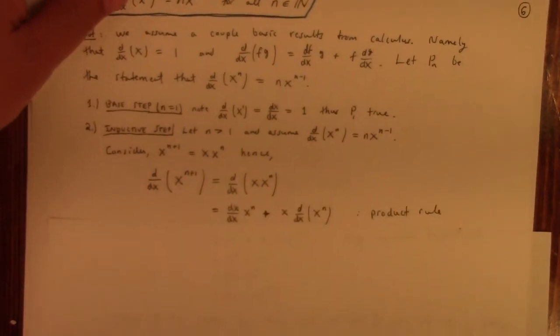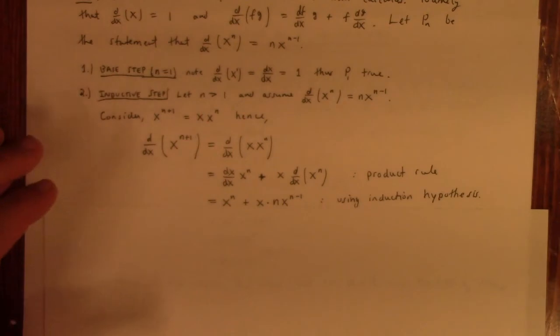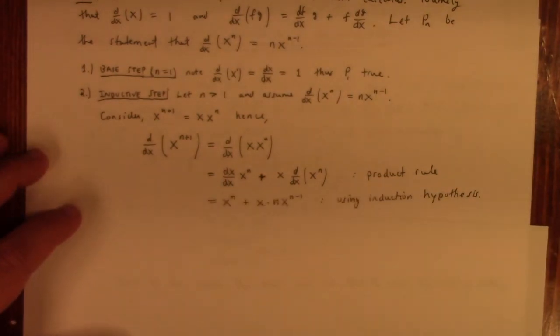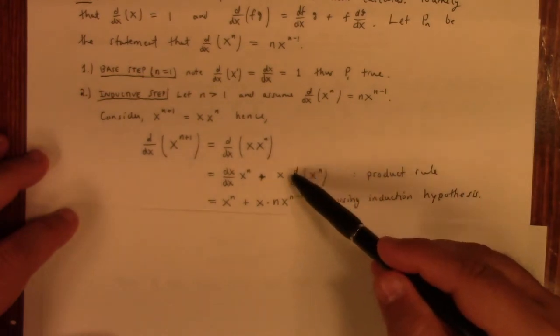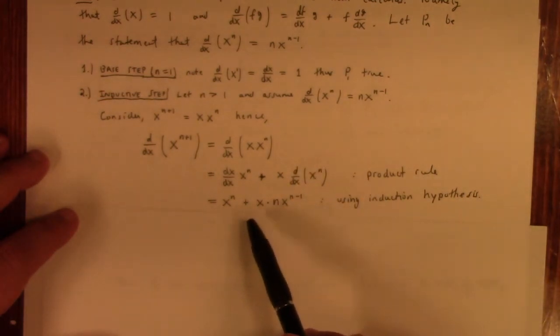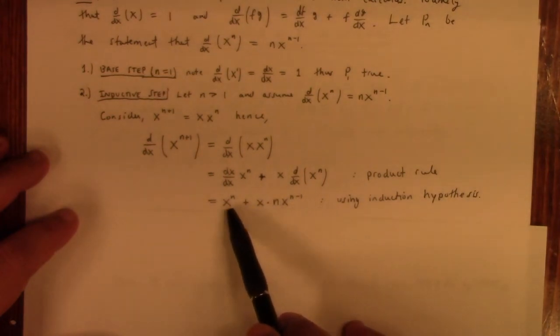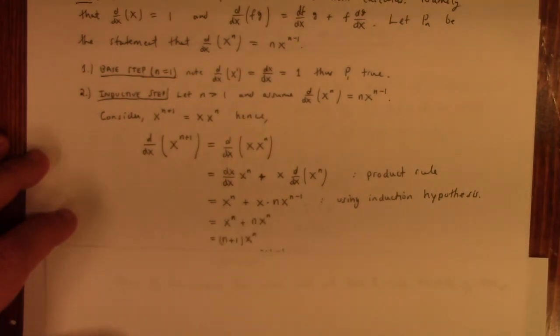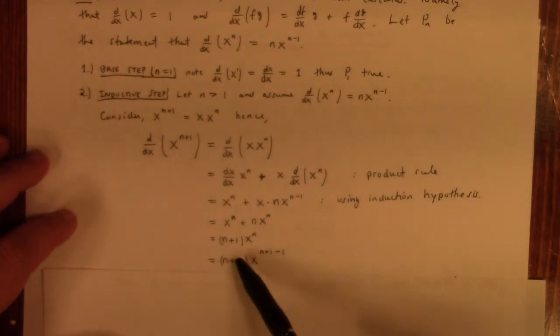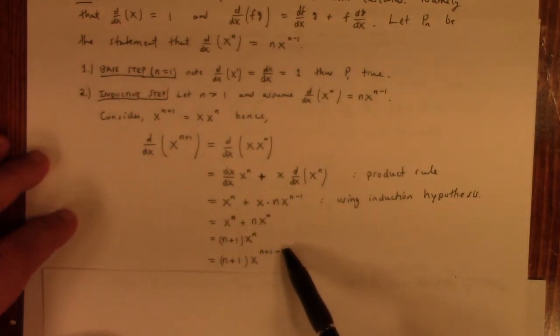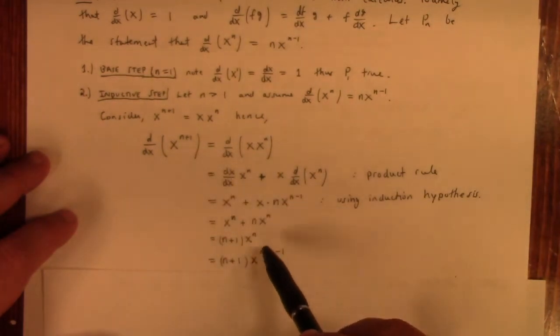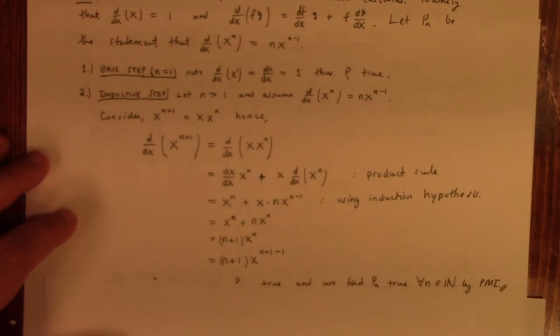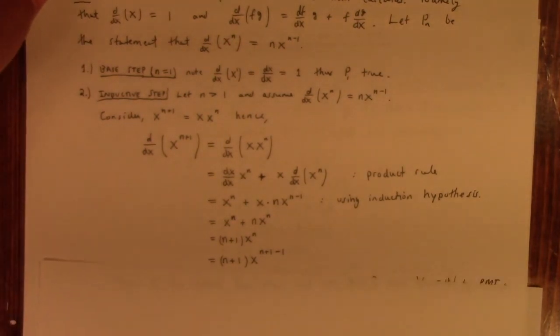And as such, we can use the product rule, and then we can use the induction hypothesis, because remember, we're assuming that that is n times x to the n minus 1, and then this times that gives me x to the n once more. So we've got x to the n, n times x to the n, so a little bit of algebra here, we get n plus 1 times x to the n, which is better looked at as n plus 1 times x to the n plus 1 minus 1, but that's exactly the claim for n plus 1 being true. So what we've shown is that P(n) true implies P(n+1) true, hence we find P(n) true for all n by proof by mathematical induction. So there you go.